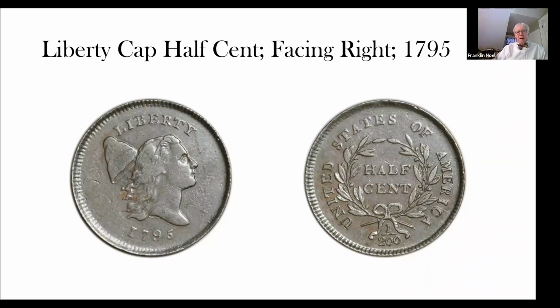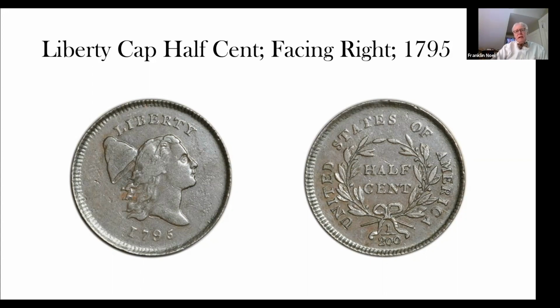Some 1795 half cents come with the letter I in place of the numeral 1 in the date. The date was individually punched into the 1795 dies and was not part of the hub. Perhaps the die sinker couldn't find a numeral 1, so he just reached for the letter I, which looks enough like a 1 to serve as 1.